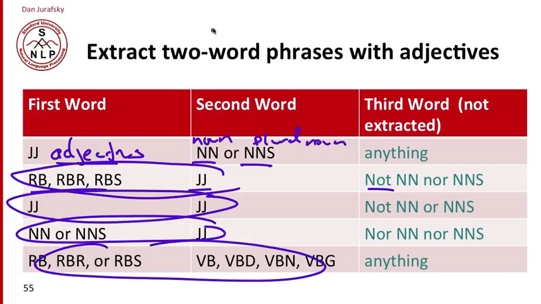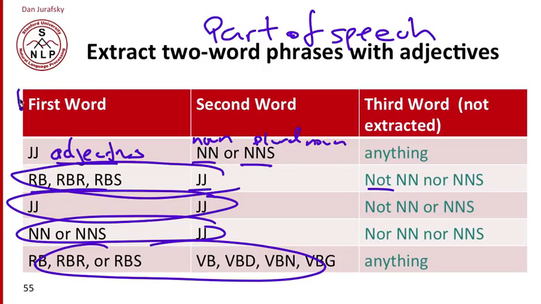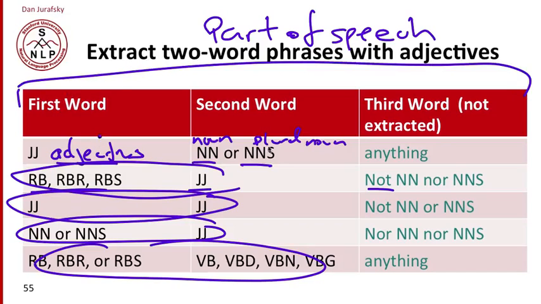So we're going to run our part of speech tagger. We'll talk about that in a few lectures, and assign each word a part of speech, adjective, noun, and so on. Then we'll extract two-word phrases that meet these criteria. The first word is this tag, the second word is this tag, the third word has some constraint so that we don't extract it. And now we look at all those phrases.